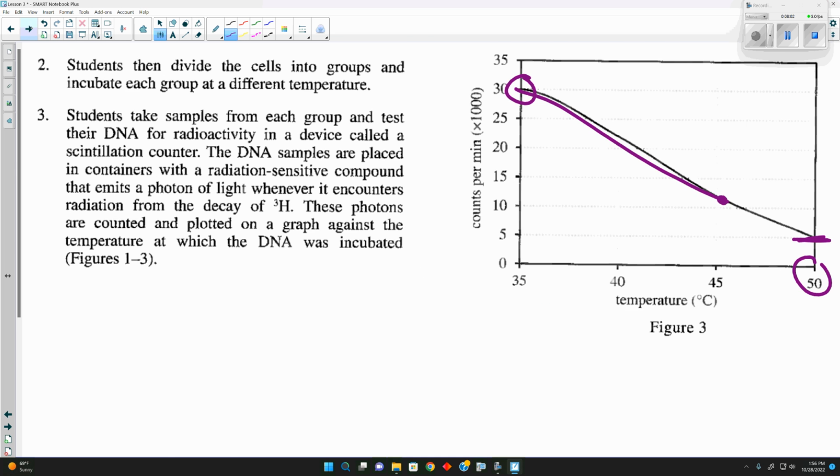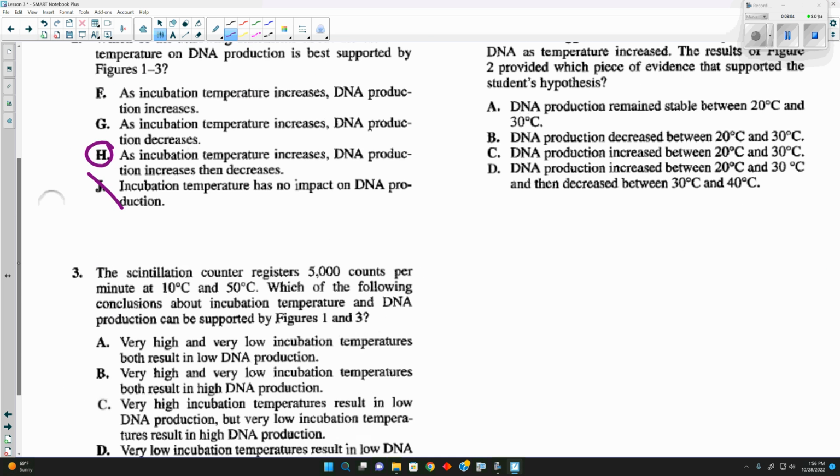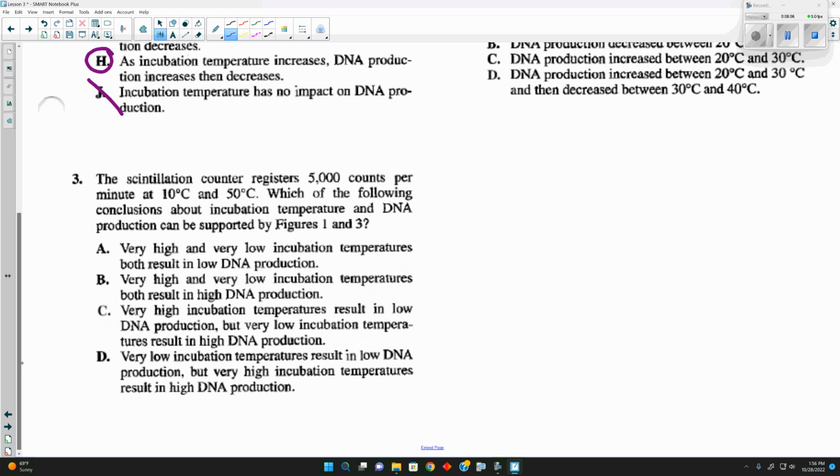So, because C and D, because we're saying very high temperatures result in low, and high DNA production. So C and D is really, they're both saying kind of opposite. One's high, one's low. One's low, one's high.